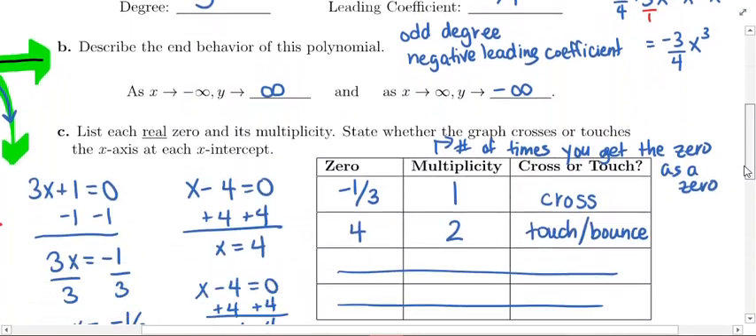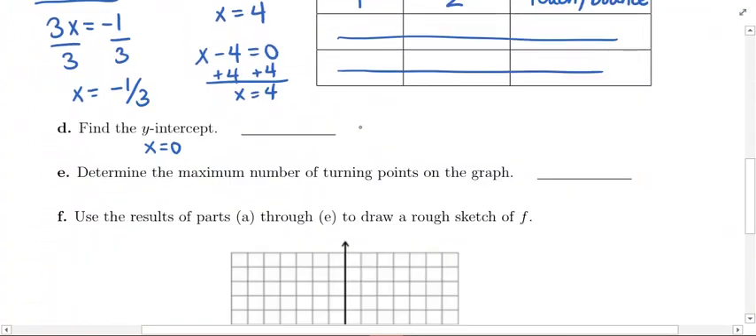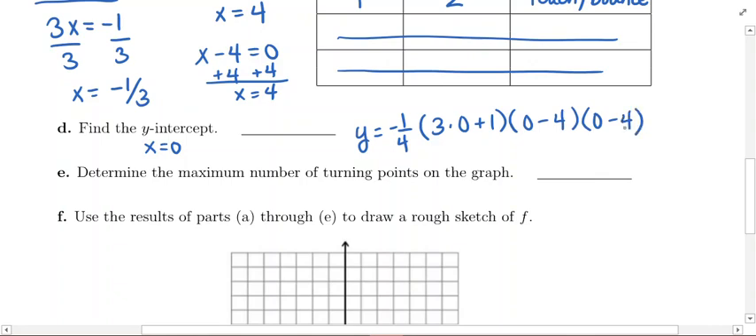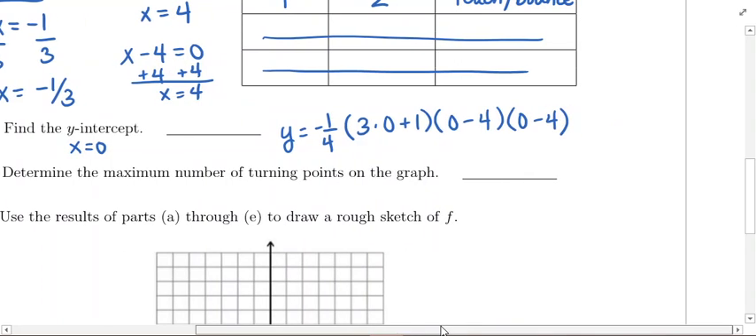0. So we're going to get y equals, because that's your f of x, negative 1/4 times (3x plus 1), that's going to be 3 times 0 plus 1, times (x minus 4), which is 0 minus 4, times (0 minus 4). Everywhere I see an x, I'm plugging in 0, and now I'm going to simplify.